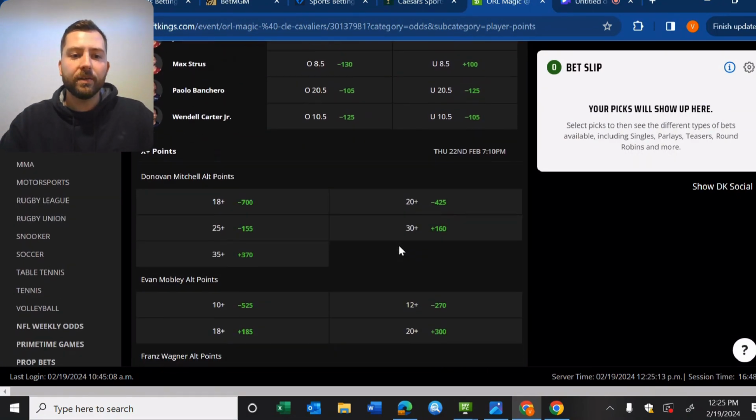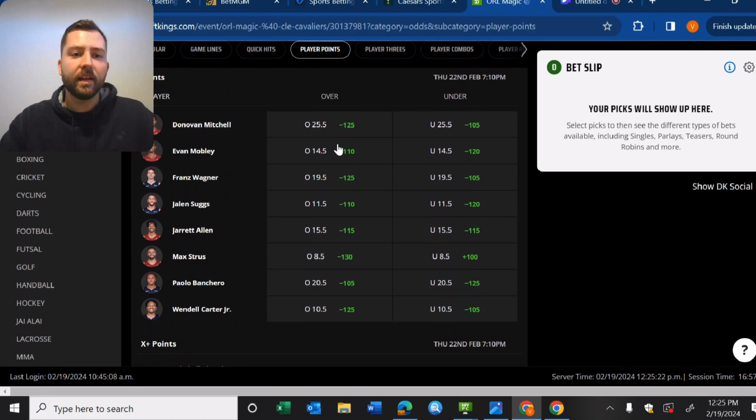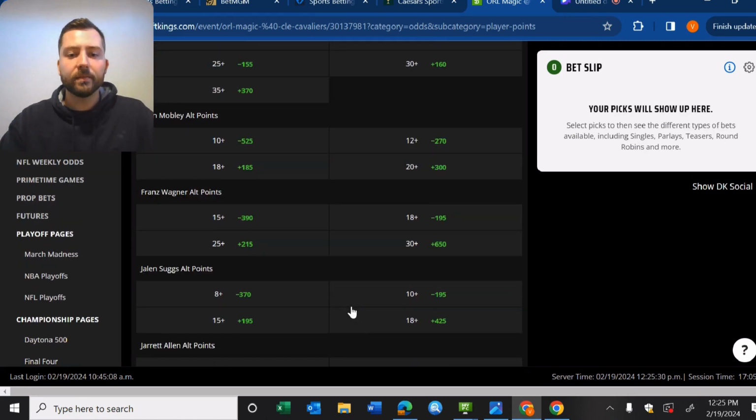Now, there are also alternative bets if you scroll down further where you can bet Donovan Mitchell to score over 35 points. Like I said, his main line is set at 25 and a half. So if you want to bet something with way juicier odds, you can look at the alternative player markets.